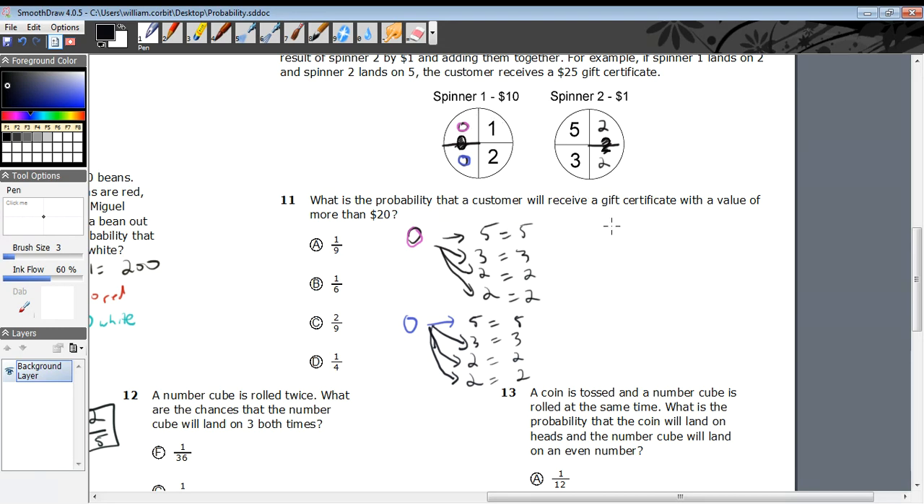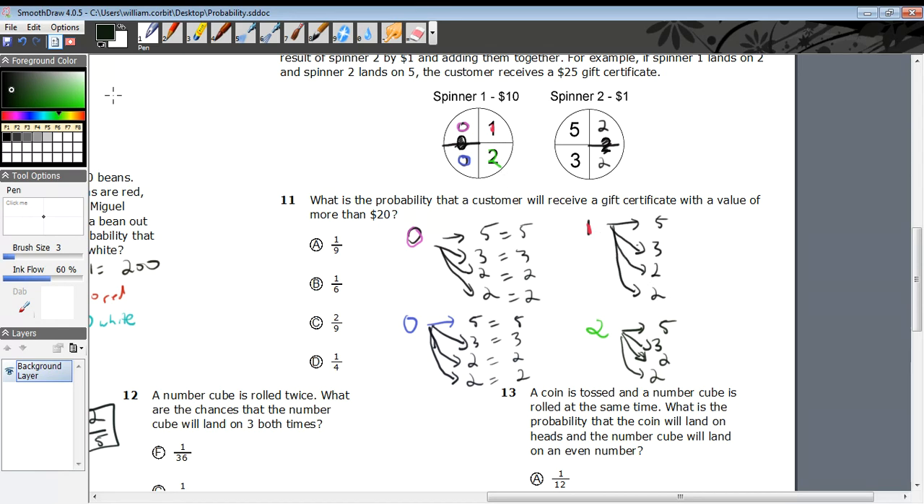Now, how about this one here? 1, I could get a 5, 3, 2, and then another 2. So that's if I get the 1 first. Or if I get the 2 first, it's the same amount of options. 5, 3, 2, or 2. So these are the total different options.